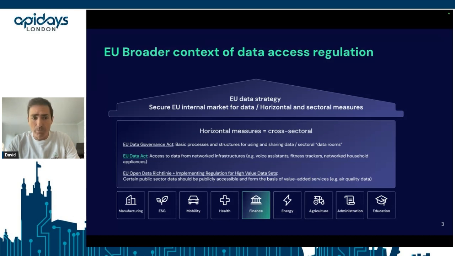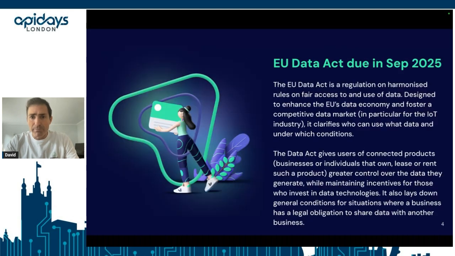So in this presentation, I will tell you about the EU Data Act and FIDA, and describe the key differences between the two that I have been able to identify. If we just jump into it, this is the biggest statement. The EU Data Act is a regulation on harmonized rules on fair access to and use of data. It is intended to enhance the data economy and foster a competitive data market. In particular, as I said, for the IoT industry.